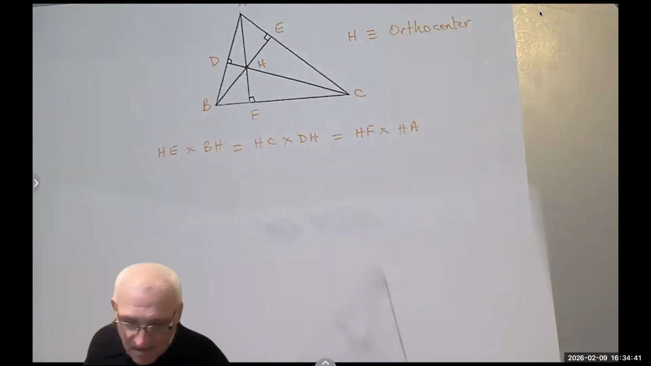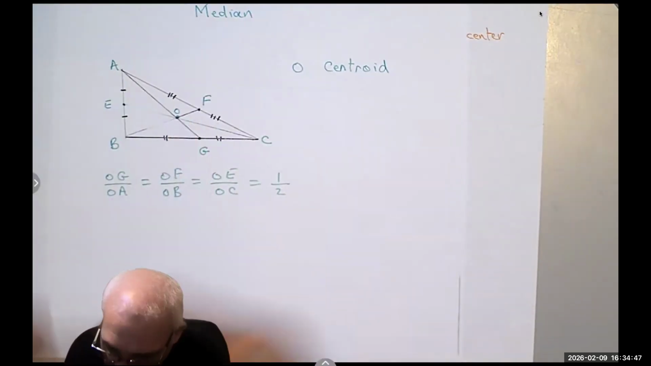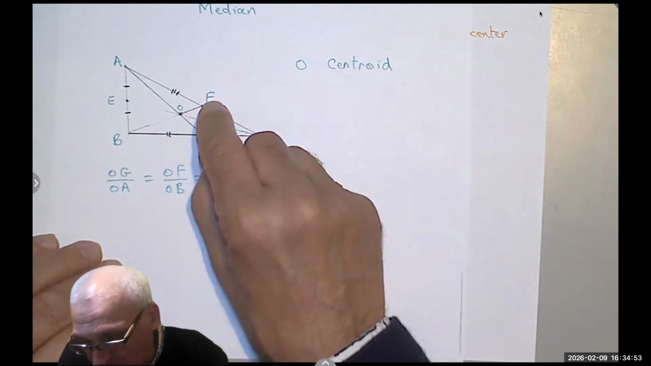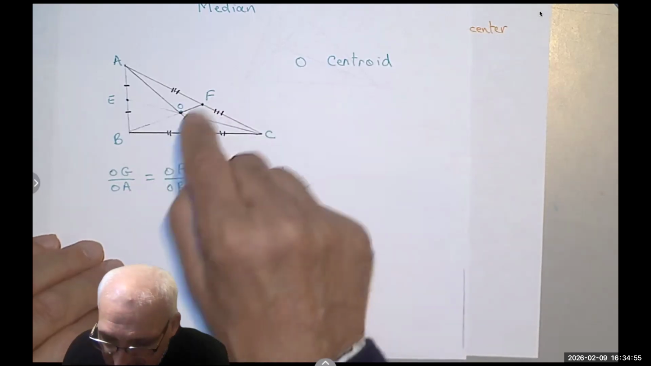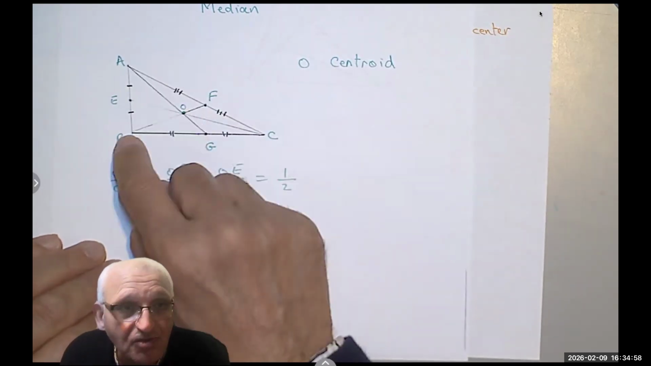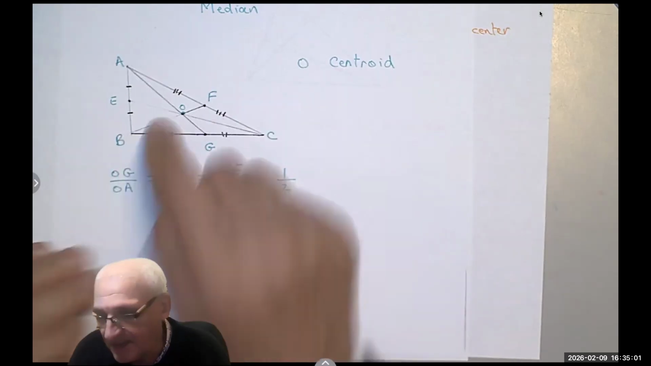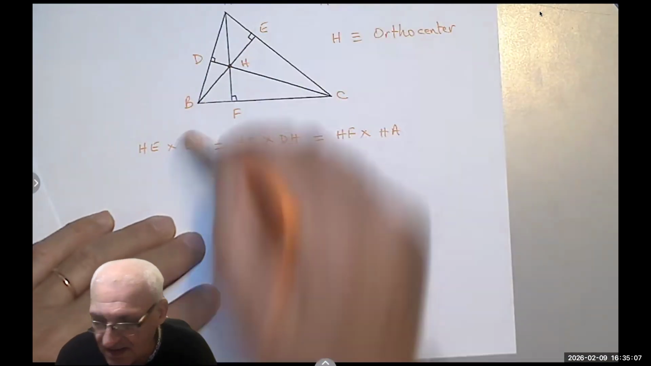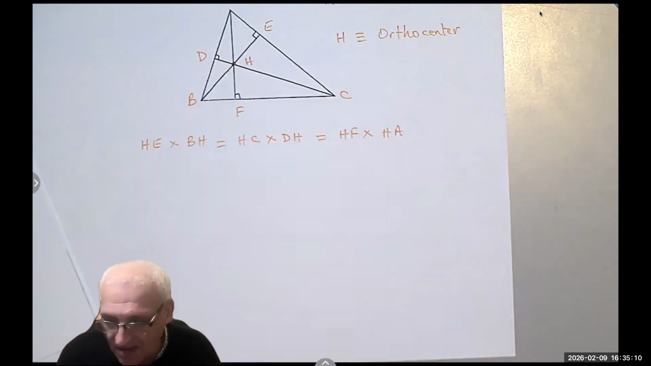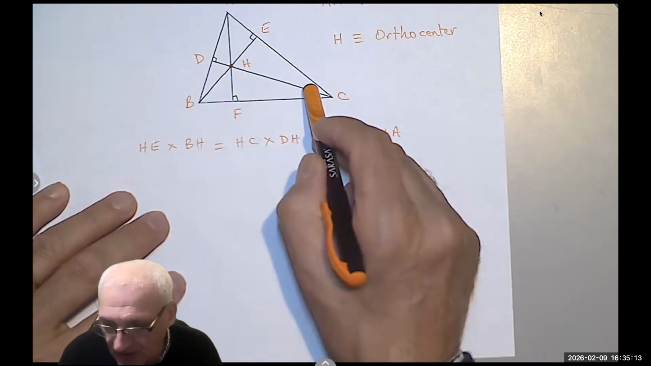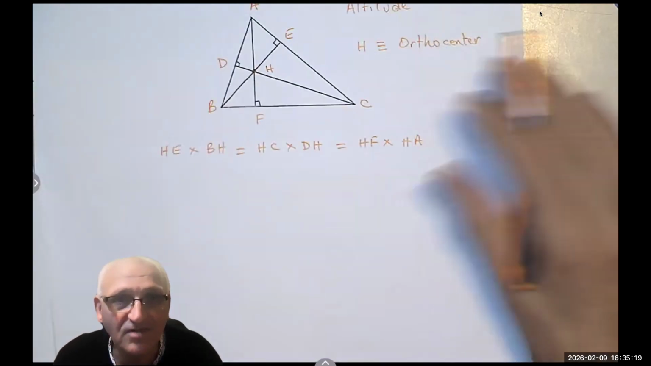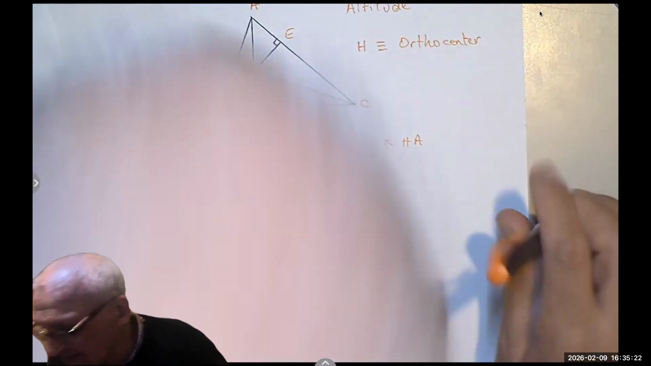Okay, and then we said the median will give you the centroid, and the ratio of this piece to that piece, so from the point of intersection to the side or to the base, is half of from the point of intersection to the vertex of the same line. And finally, we said the orthocenter, that's where you have all 3 altitudes intersect at a point. The product of these 2 lines is the same as these 2, is the same as these 2 segments. So that's basically it.